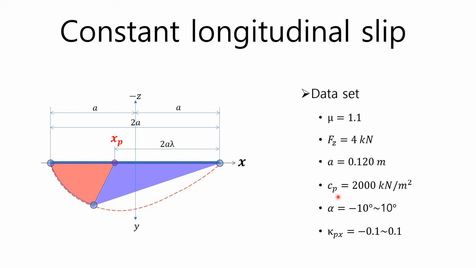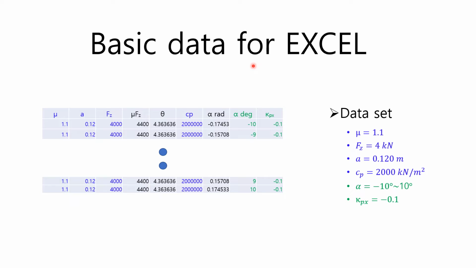The bristle stiffness Cp is 2000 kN per meter square, and the slip angle is between -10 degrees to +10 degrees, and the longitudinal slip has a value between -0.1 and +0.1. Let's make the graph of lateral force and the self-aligning moment in the case of combined slip for a tire with these data. To create the graph we are aiming for, we start by entering the basic data into an Excel sheet.